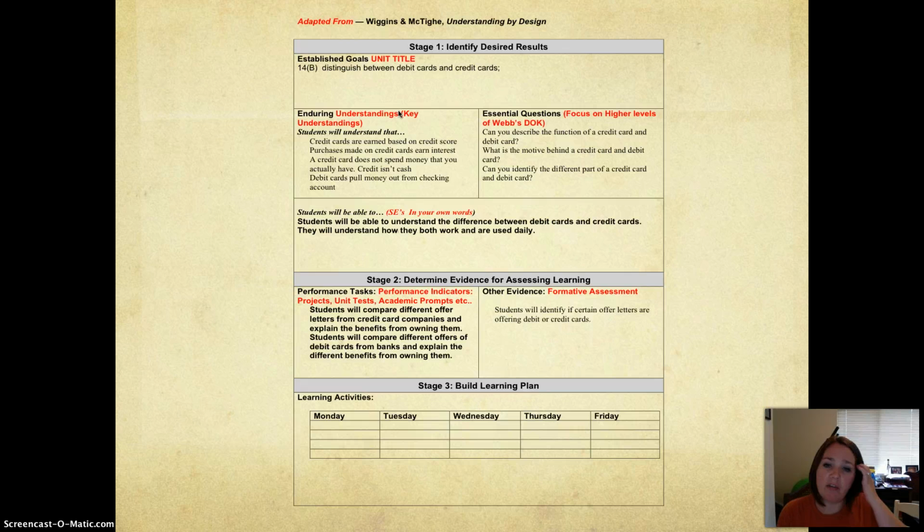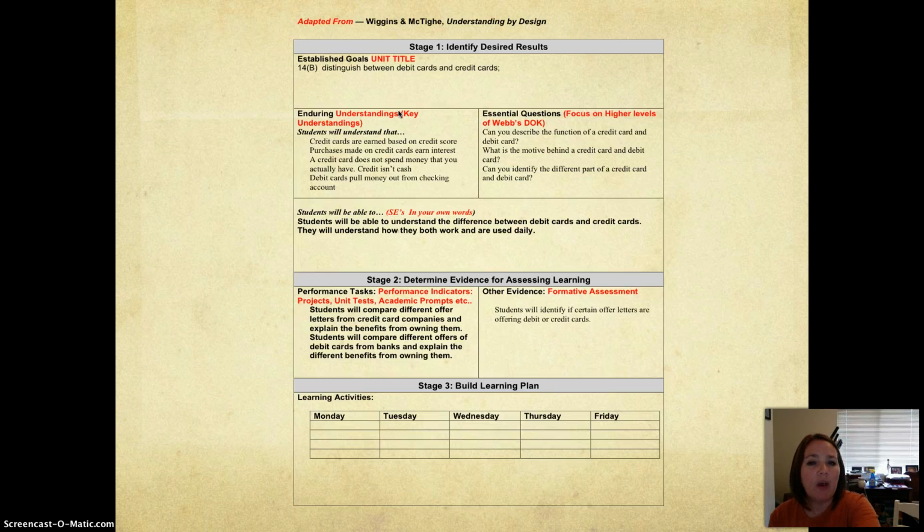So, in front of you, you have this lesson plan format. I filled in some of it for you just with examples. Now, this is not all of the things that you can write. This is just to get you started. So you can see that you have the identify the desired results. So we put up at the top, distinguish between debit cards and credit cards. Then you have the key understandings. So, credit cards are earned based on a credit score. Purchases made on credit cards earn interest. Debit cards pull money from checking. This is where you're going to write what you want your students to understand.